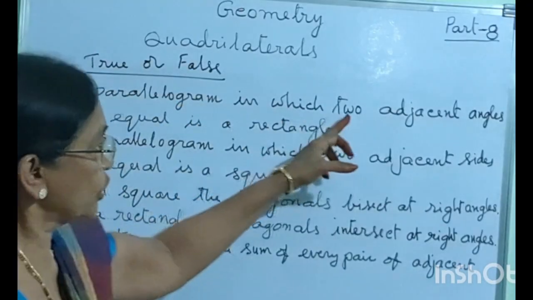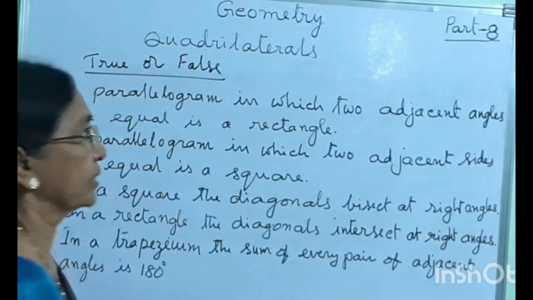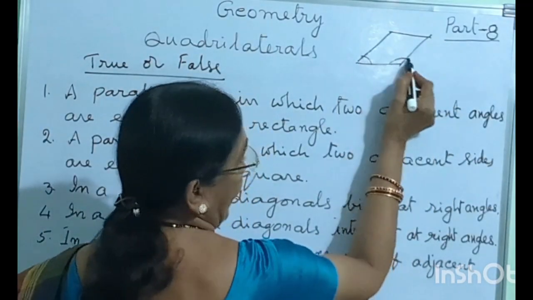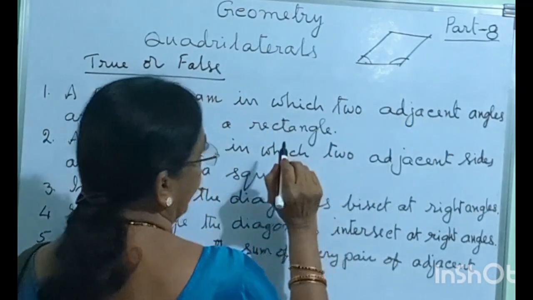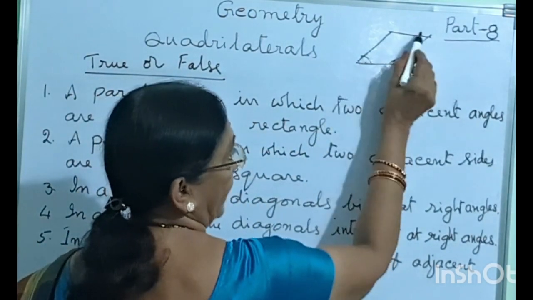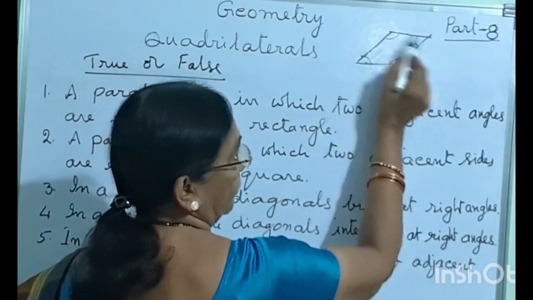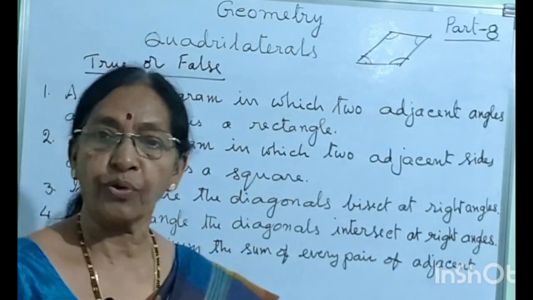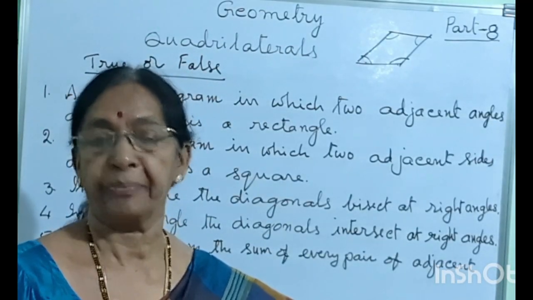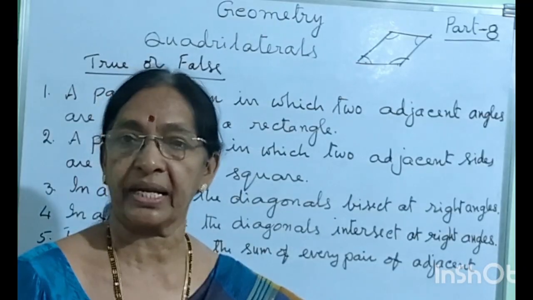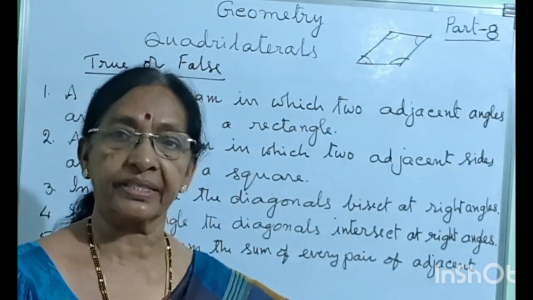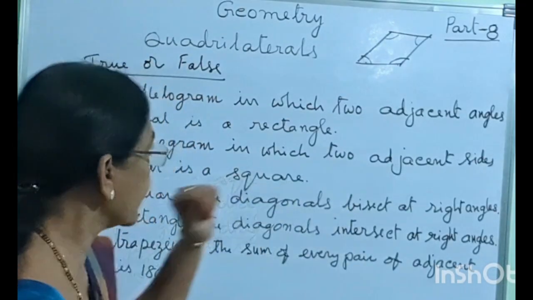A parallelogram in which two adjacent angles are equal. Suppose this is a parallelogram and the two adjacent angles, if these two are equal, then it is a rectangle. If these two are equal, the opposite angles are also equal. Therefore, four angles are equal. If four angles are equal in a parallelogram, each angle is equal to 90 degrees because the sum of the four angles in a quadrilateral is 360 degrees. So, if each angle is 90 degrees, it is a rectangle. So, this statement is correct.